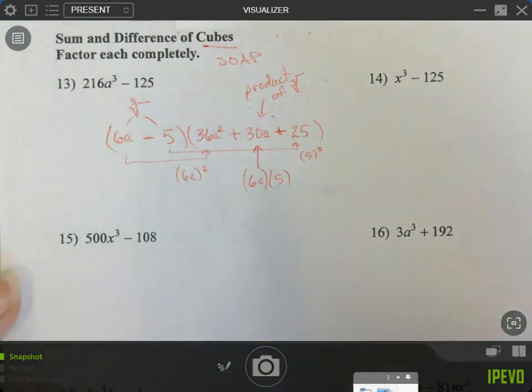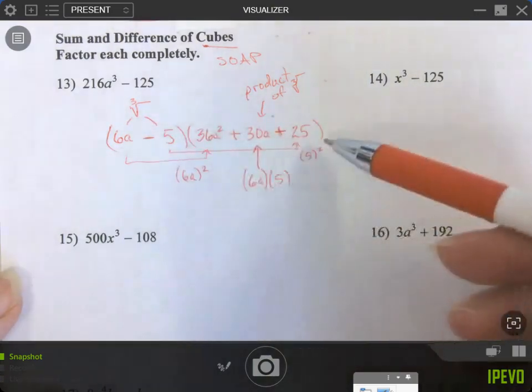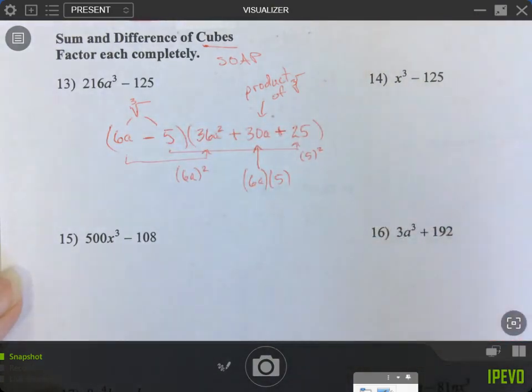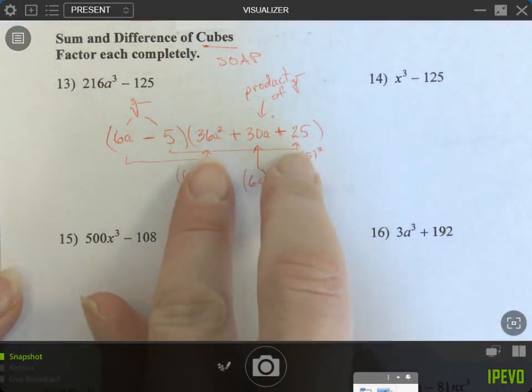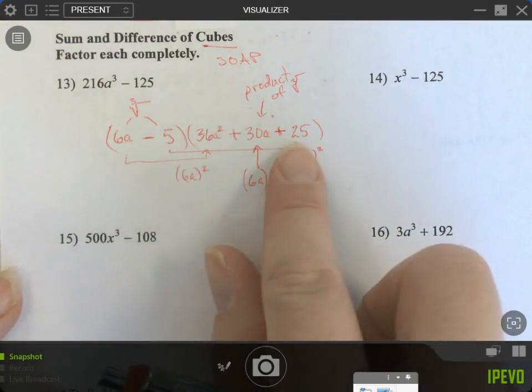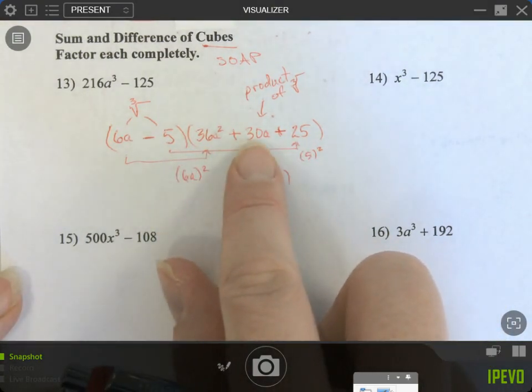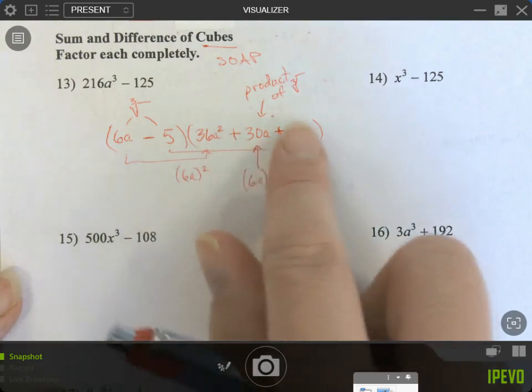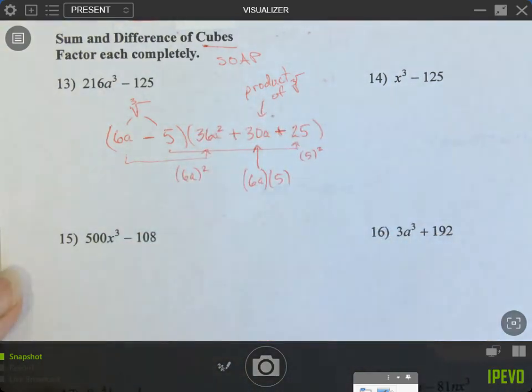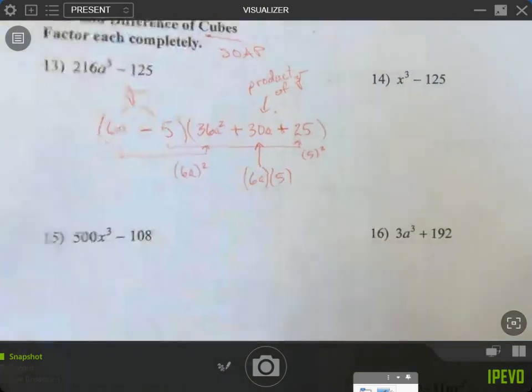It's really important that you remember the pattern because this is a shortcut. Now this looks like a perfect square. 6 times 6, 5 times 5. The problem is the middle term would need to be 60a. So these trinomials are not going to factor further for us. All right, so I'm going to show one more here.